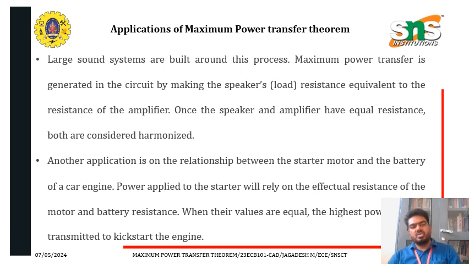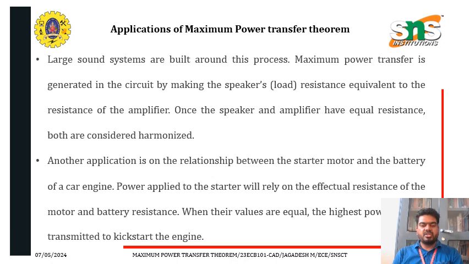Large sound systems are built around this process. Maximum power transfer is generated in the circuit by making the speakers loud, that is, the load. The speaker is considered as a load here. Its resistance is equivalent to the resistance of the amplifier. Once the speaker and amplifier have equal resistance, both are considered harmonized.